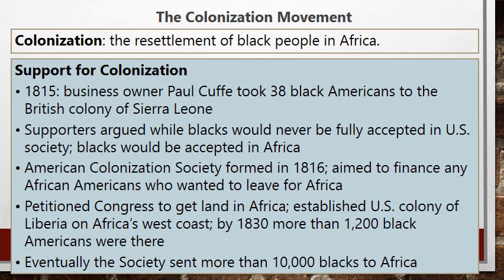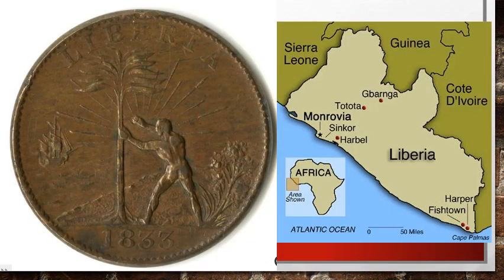About 10,000 people would eventually go before colonization was frowned upon. Here is a medal, a coin of the American Colonization Society, a ship, and a slave. Here is a map showing where Liberia is located. Notice it's on the coast of Africa, the coast, in fact, where many slaves would have been captured from originally, though not all, because some are from here as well.